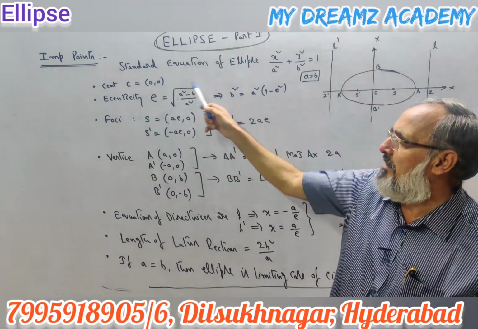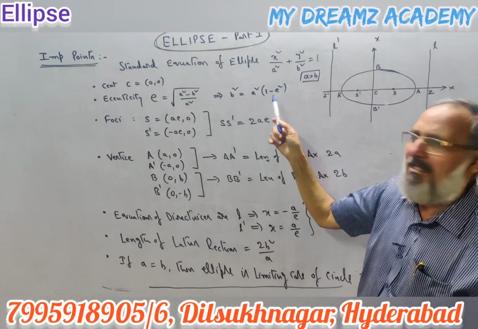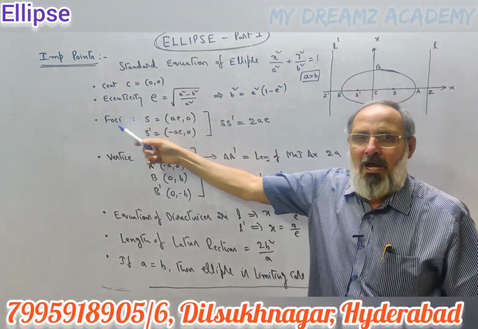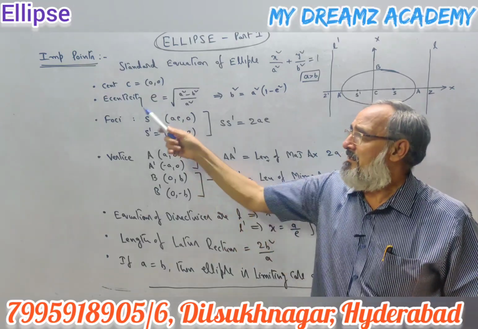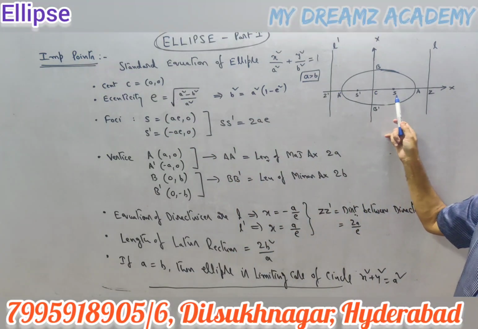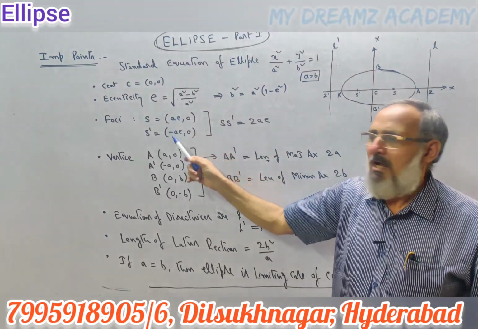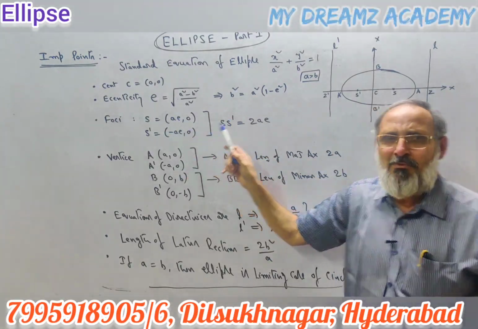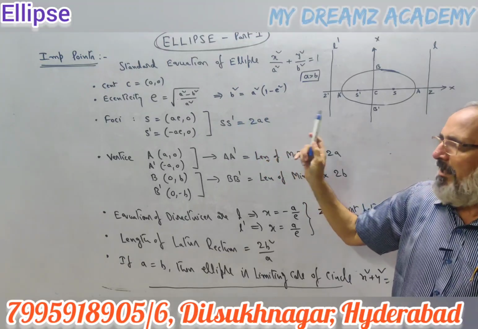Eccentricity is e equal to root of a square minus b square by a square, which we can turn as b square equal to a square into 1 minus e square. For a parabola only one focus exists, but here two foci will come, called S and S dash. S is (ae, 0) and S dash is (minus ae, 0). The distance between the foci is SS dash equal to 2ae.